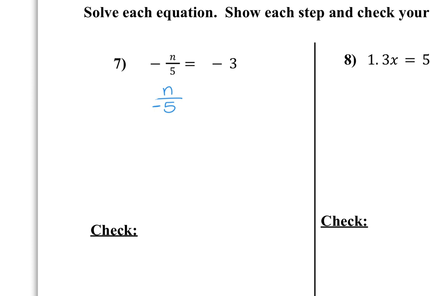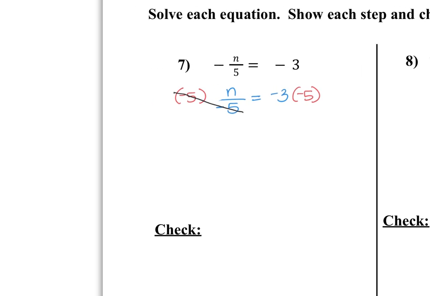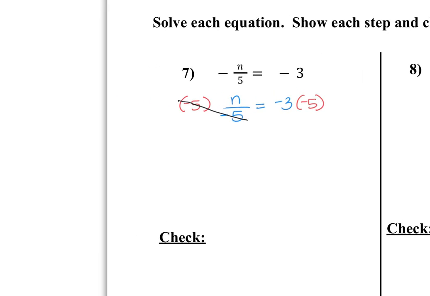So for this, I do choose to put my negative with my 5. The reason why is because now I'm going to undo that division by multiplying by -5. And I have to do it to both sides. Now, I'm going to cross this -5 out with this -5, but it's not because it equals 0 like before with addition and subtraction. I'm going to do a little side note over here.